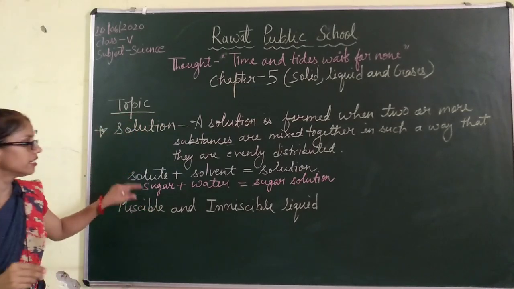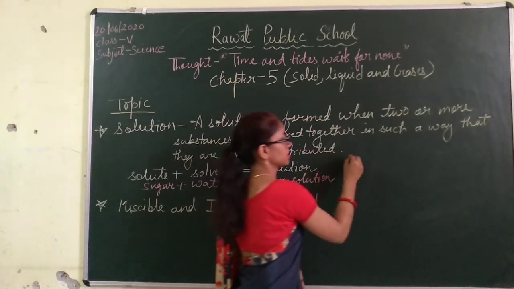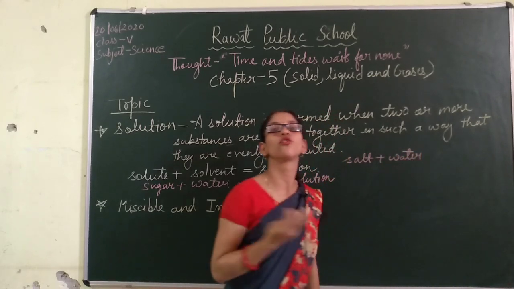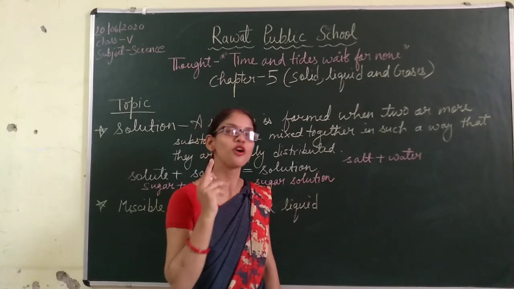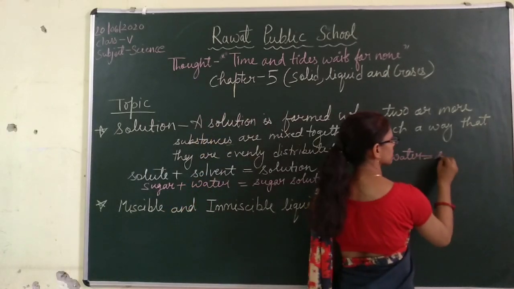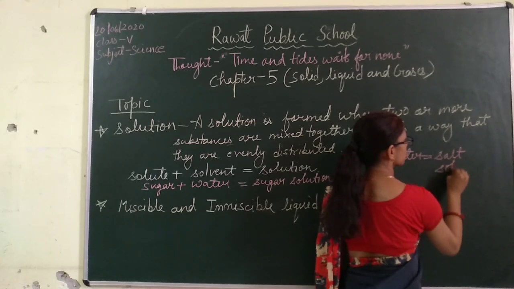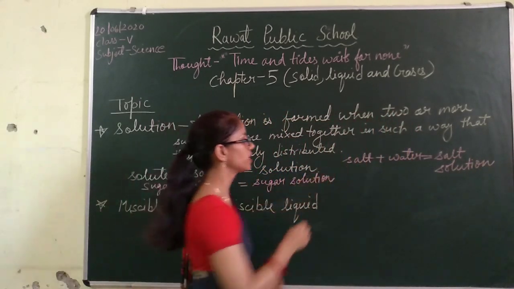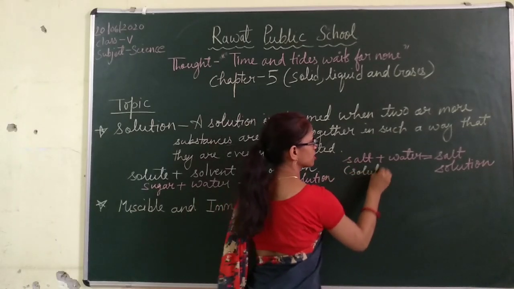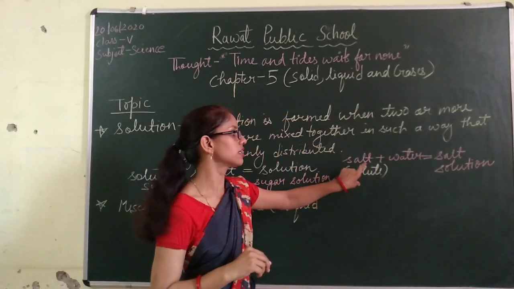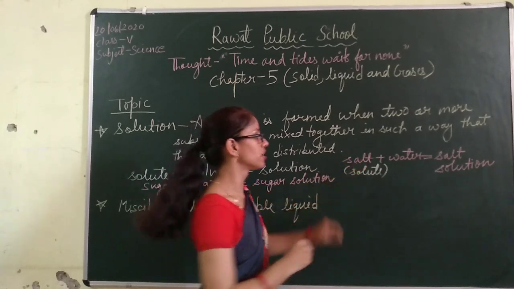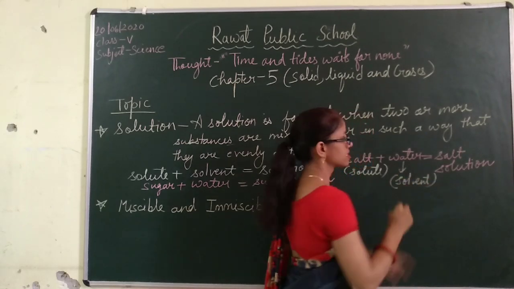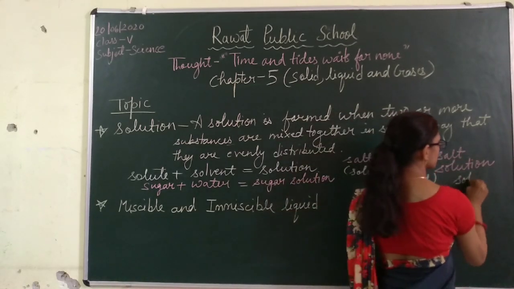Then this sugar plus water forms our sugar solution. Similarly, if we add salt to water, salt plus water, what will be formed? It will form salt water, a salt solution. In this salt solution, the salt is the solute because it is the smaller component, whereas the water is the solvent, and this salt solution is known as a solution.